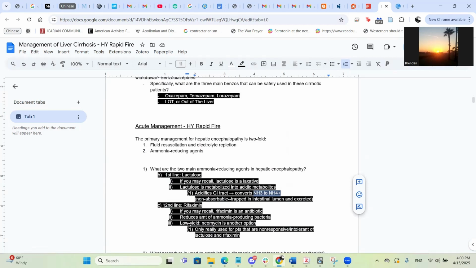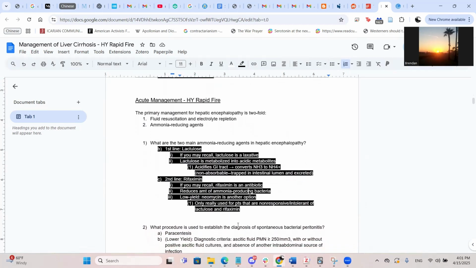The second line, if the patient's not responding to lactulose, would be rifaximin. And for those of you who may recall, rifaximin is an antibiotic. And so it will work by reducing the amount of ammonia producing bacteria that are present in the gut. This is lower yield, but neomycin is another option for a similar reason. But it's low yield because it's only really used for patients that are non-responsive or have low tolerance of both lactulose and rifaximin.